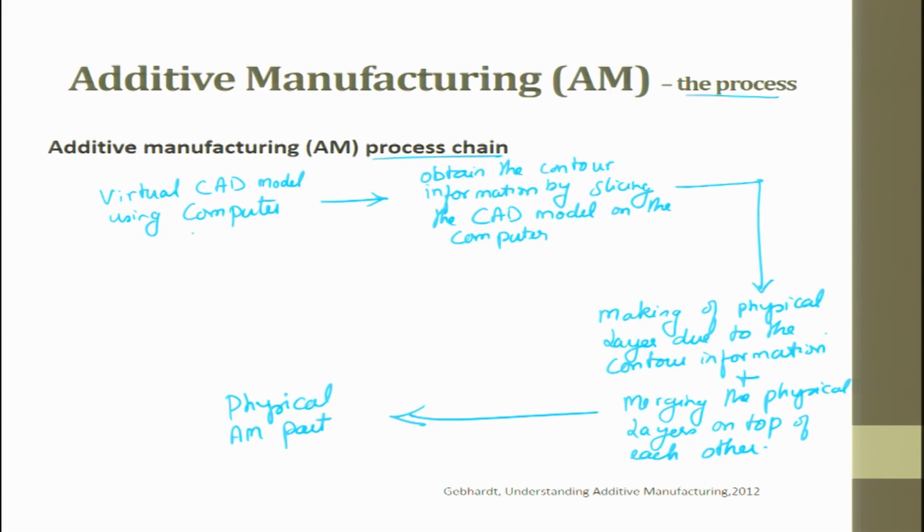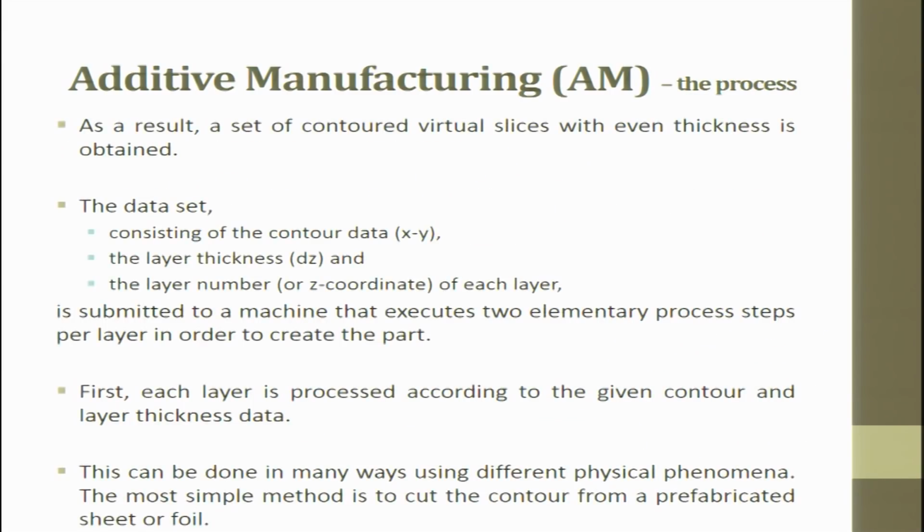First we do CAD. From CAD, we try to get the sliced information. When we get the sliced information, we also get the hatching, and then the information is transferred to a machine. This machine develops from dot to hatch to layer, and layer on top of layer, it finally forms a 3D part. So, as a result, a set of contour virtual slices with even thickness is obtained.